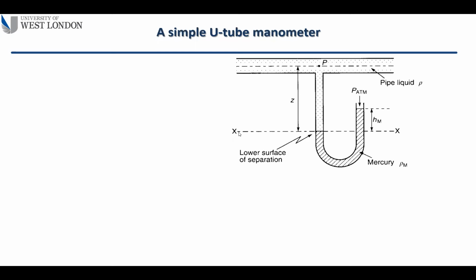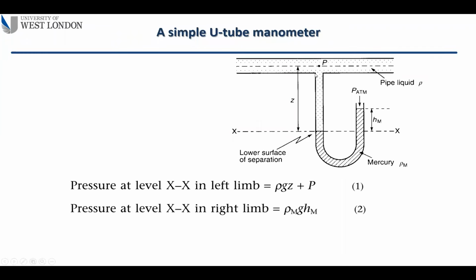First of all, we're going to draw an XX line at the lower surface of separation. That's the first step. And imagine that the separation to the center of the pipeline is a difference of Z. So we have two limbs here, left hand limb and right hand limb. For the left limb, we write the pressure at point XX. The pressure at this point is equal to the pressure of the column up to the center line of the pipe, so it's equal to rho GZ.